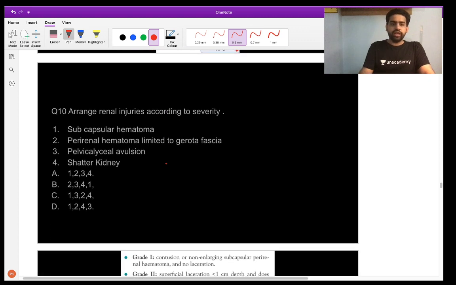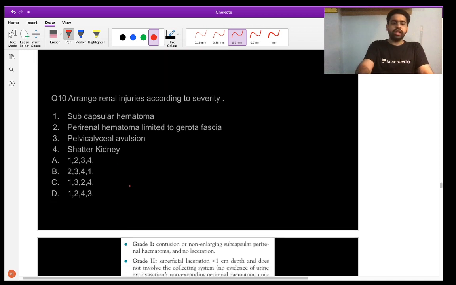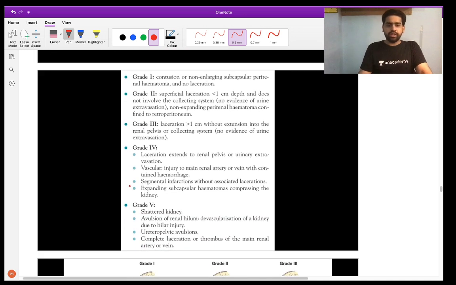Okay, now moving on to the next question. Arrange the renal injury according to the severity. So this is actually arranged in the severity 1, 2, 3, 4. So let us have a look at the renal injury. Now this is basically from your Davidson, but remember something, in 2011 new guidelines have come and it has been changed. But this is something which is given in your book, so yes, we will stick to it.